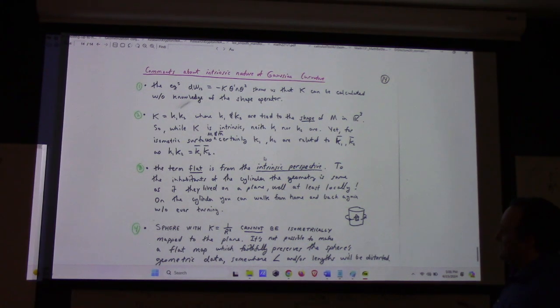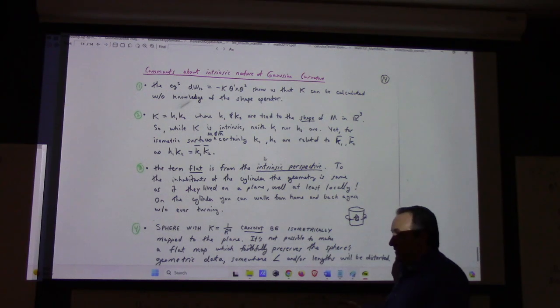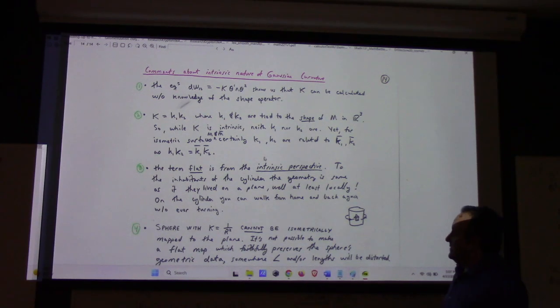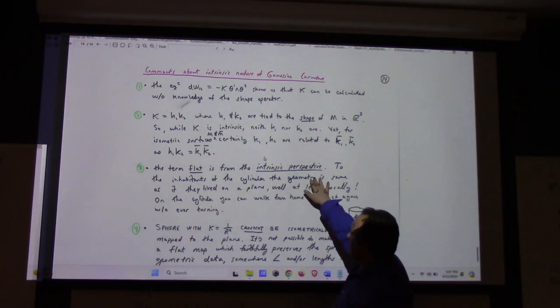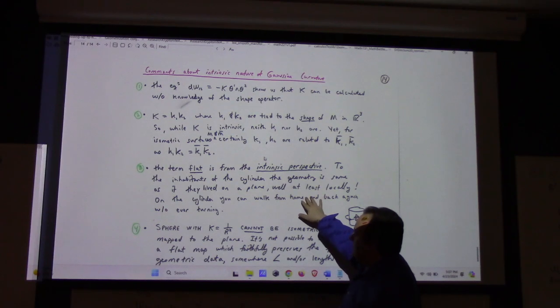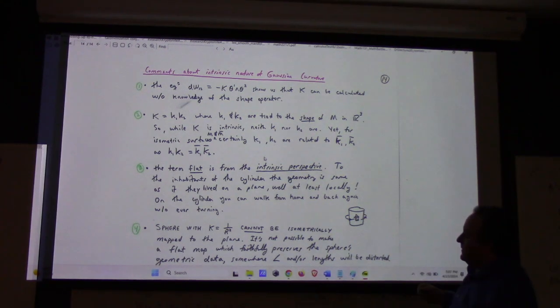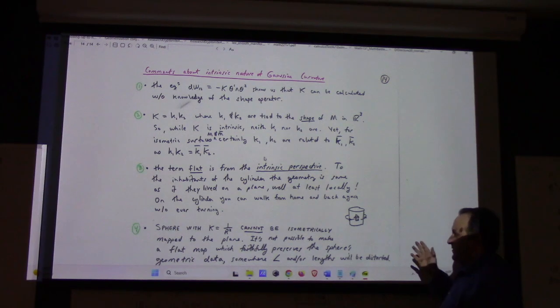Yet, of course, k1 and k2 taken collectively are related to k bar 1 and k bar 2. Their products are equal, because the Gaussian curvature is the product of the principal curvatures, because the determinant of a 2 by 2 matrix is the product of its eigenvalues. More than this, the term flat is from an intrinsic perspective. So the inhabitants of the cylinder have geometry that is the same as if they lived on a plane, at least locally. You can walk back to where you started in the cylinder. That's kind of weird. But what does this all mean?